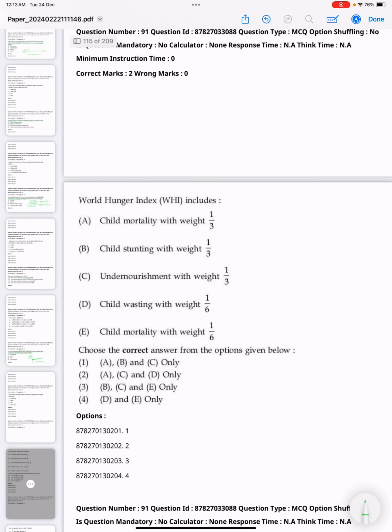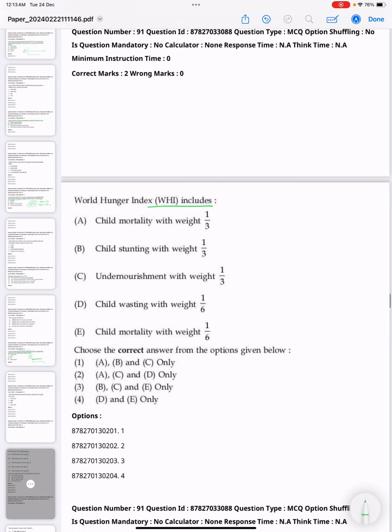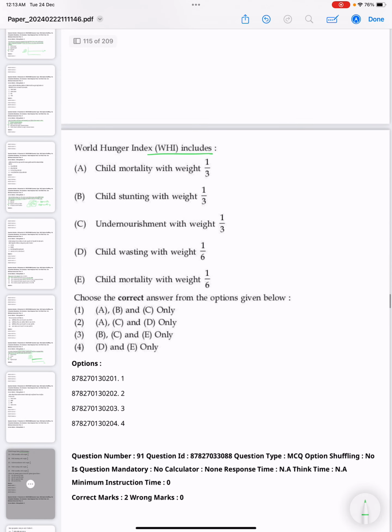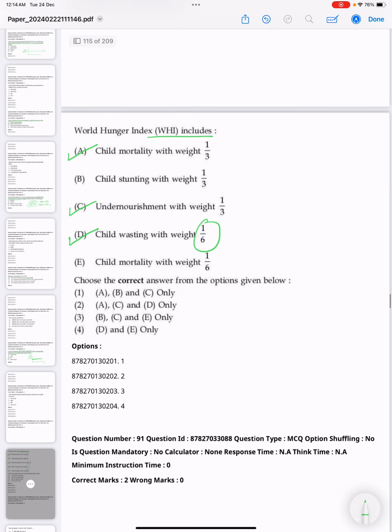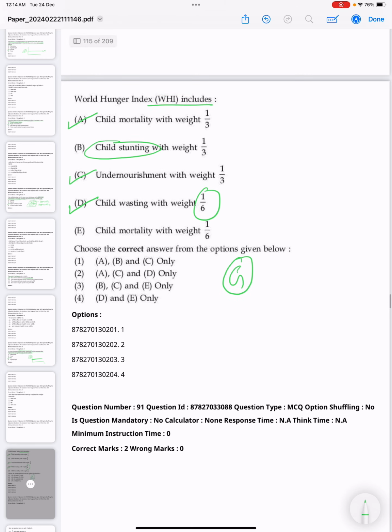Okay. World Hunger Index includes, if you have any idea, child mortality, child wasting, undernourishment and child stunting. And the weights are: child mortality is given a weight of 1/3, undernourishment has also been given a weight of 1/3, whereas child wasting has been given a weight of 1/6. So this might be a bit random, so you can go with a guess only because the options are very close.